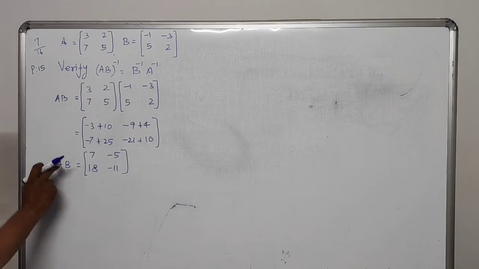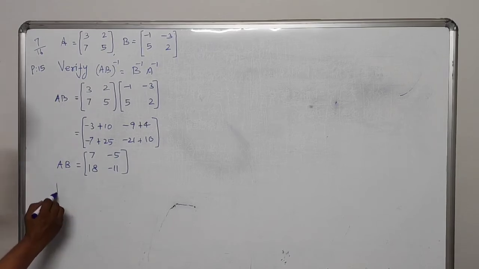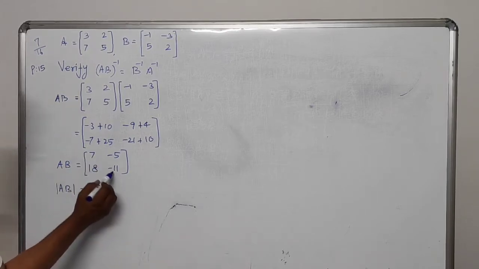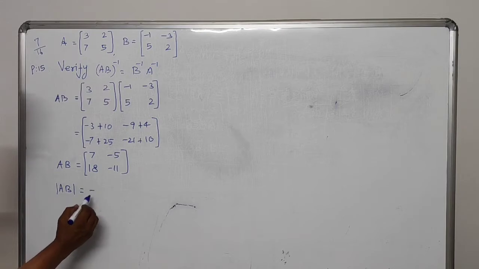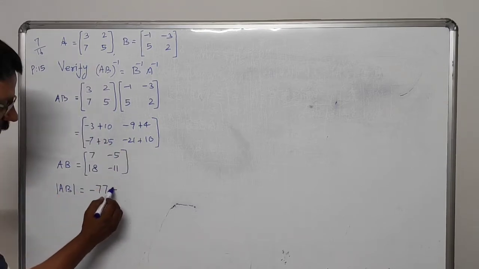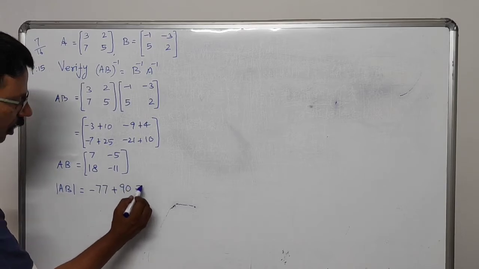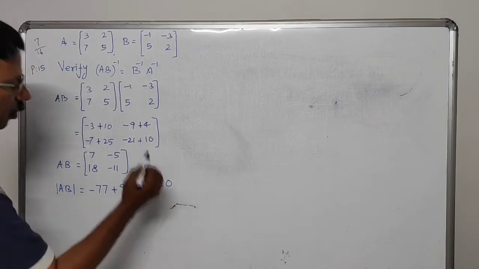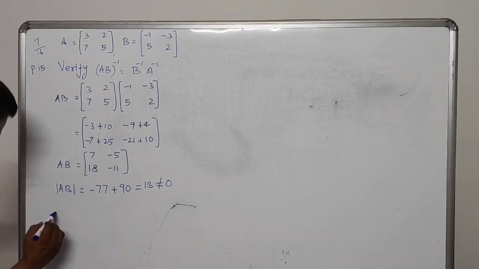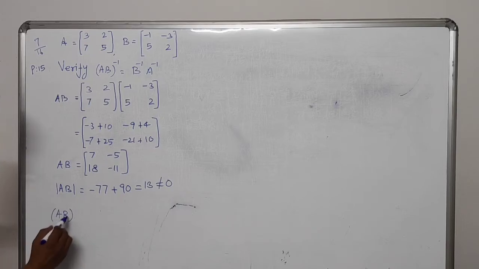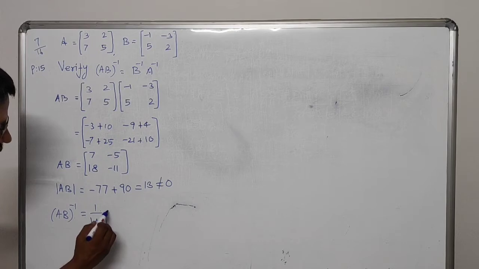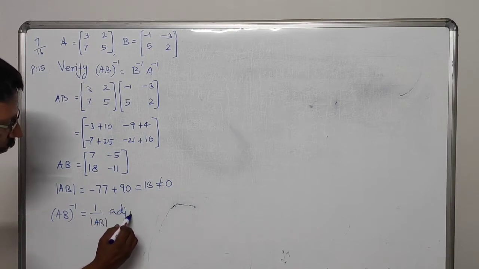Now for this product AB we need to find the inverse, which means we have to check whether this AB is non-singular or not. For that we need to find determinant AB, which is equal to 7 into minus 11, minus 77, then minus of 18 into 5 gives minus 90, minus of minus 90 gives plus 90, which is equal to 13 and also not equal to 0. Hence we can say AB whole inverse exists. Therefore AB whole inverse is equal to, the formula is 1 by determinant of AB into adjoint of AB.